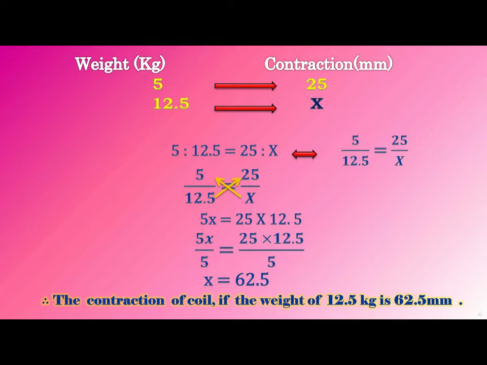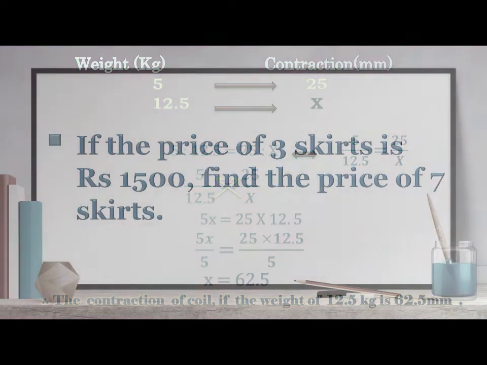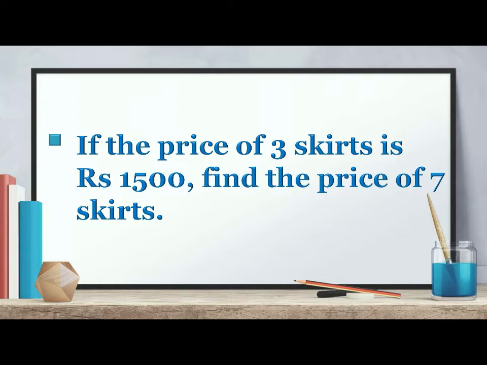You know, you can divide 25 by 5. Then the remaining is 5. After that, you can multiply 5 by 12.5. So, x equals 62.5. So the contraction of the coil, if the weight is 12.5 kilograms, is 62.5 millimeters. This is the answer. Right? See the example I gave you.